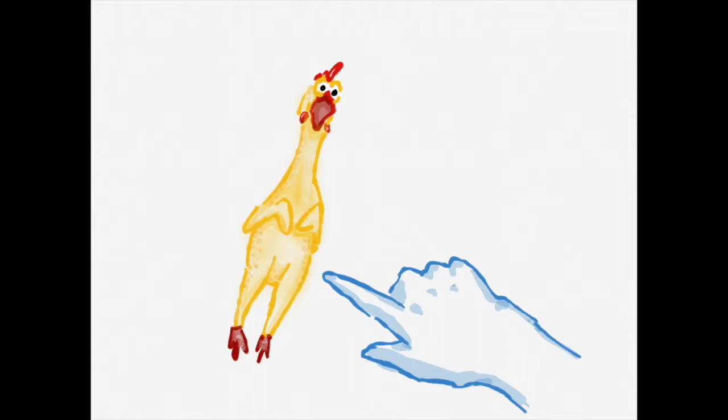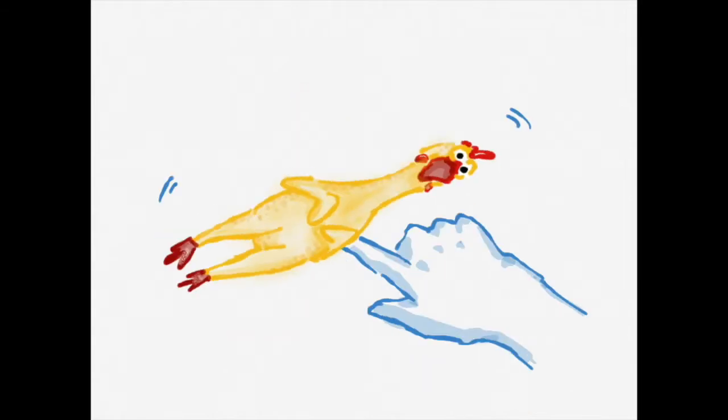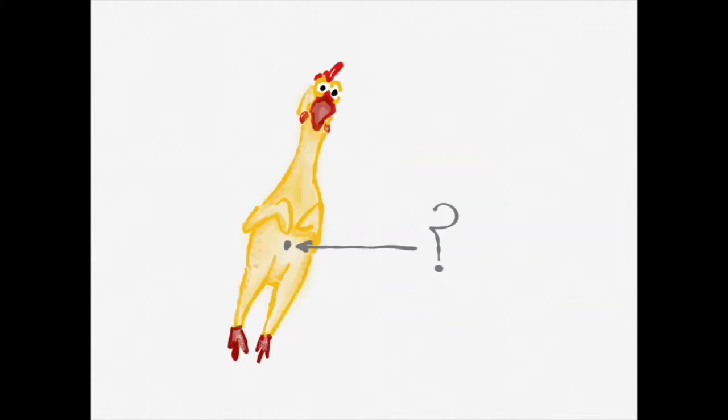Let's say we have a rubber chicken, and we're bored during quarantine, so we want to balance this chicken on one finger. How do we determine the exact location that we place this chicken so that it will balance perfectly on our hand?